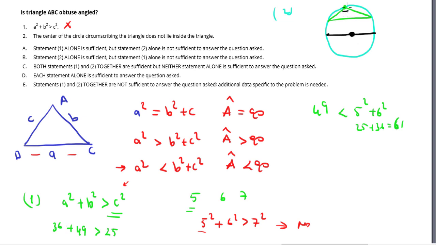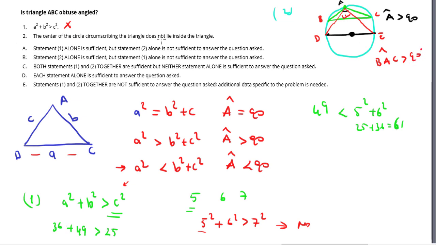In this case, let's say this is angle A. A is definitely greater than 90 degrees because we know that the angle subtended by the diameter has to be 90 degrees. And let's say this is B and C, this is D and E. So BAC angle is definitely greater than 90 degrees.